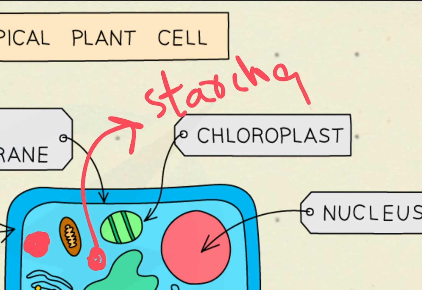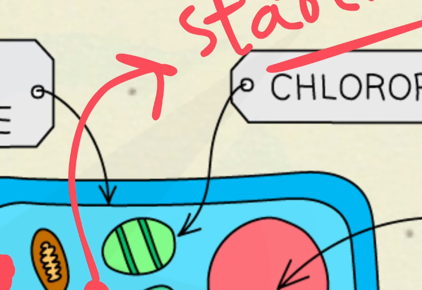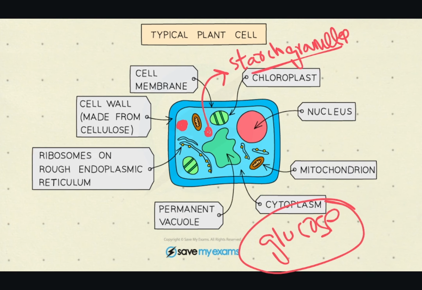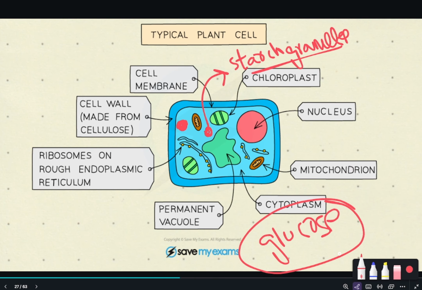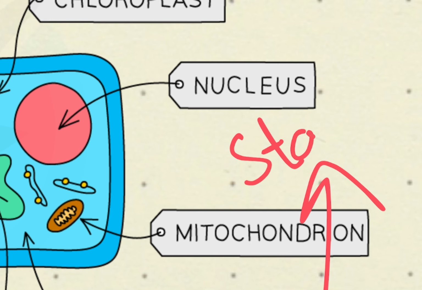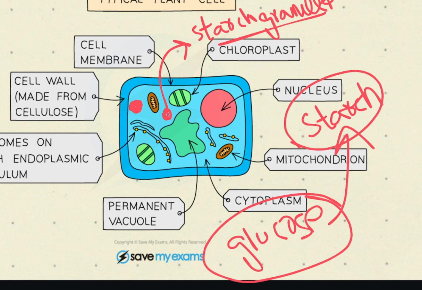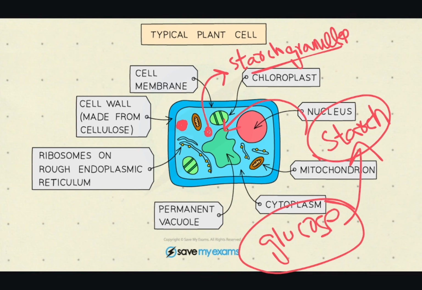What are starch granules? These are not organelles, but they are a place where plants store their food. So they convert this glucose into starch. They convert the glucose, which they made through the process of photosynthesis, and then they store the starch in starch granules. So this is also a unique feature that only plant cells have.